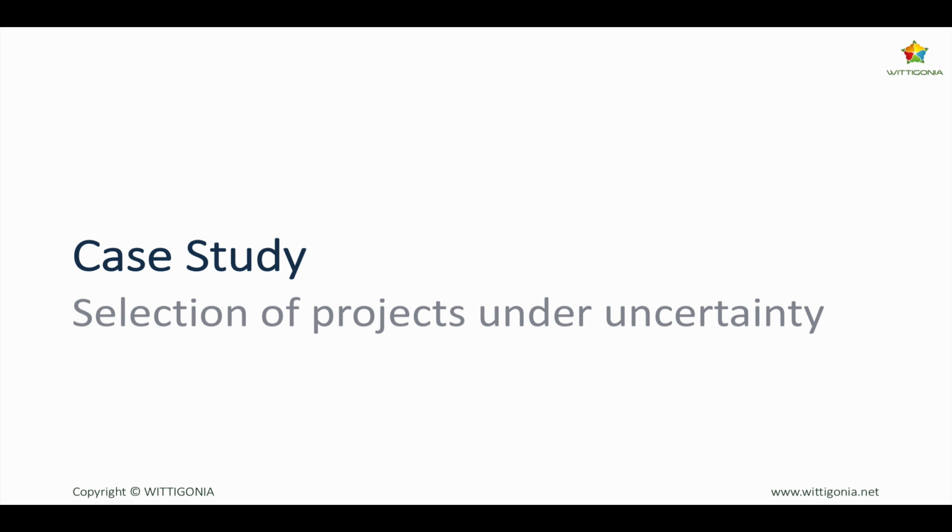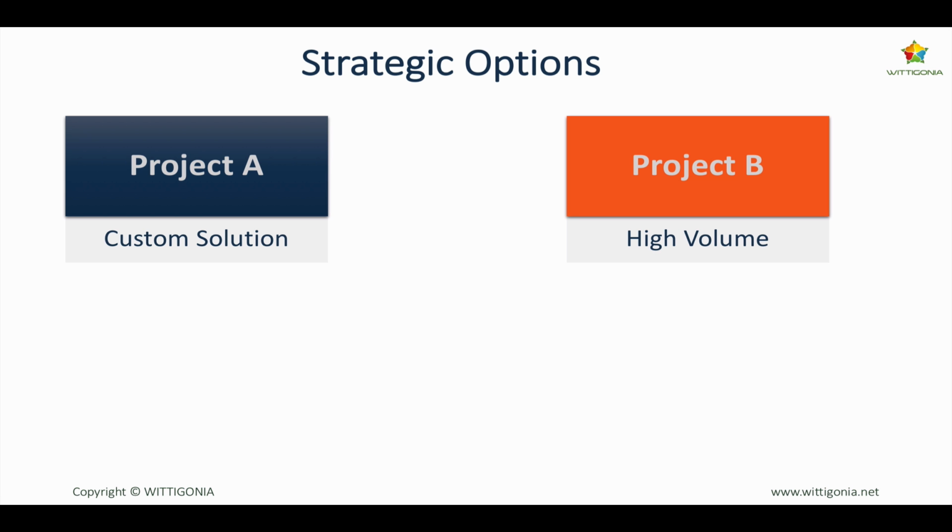Now, in part 2, I would like to talk about a case study, an example case study, and this is about selection of projects under uncertainty. So that takes it a step forward now. What we usually find is that we have different strategic options. So a very common situation, and I'm just picking this for the sake of the illustration and the discussion here: Project A could be, for example, a custom solution. And Project B could be a standardized solution which is being sold in high volumes.